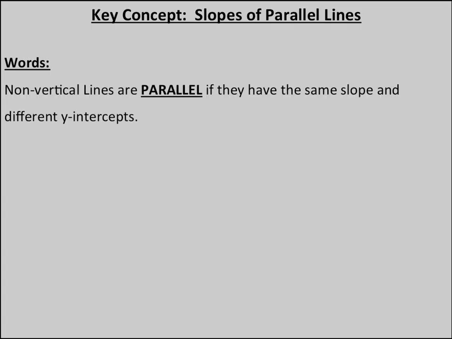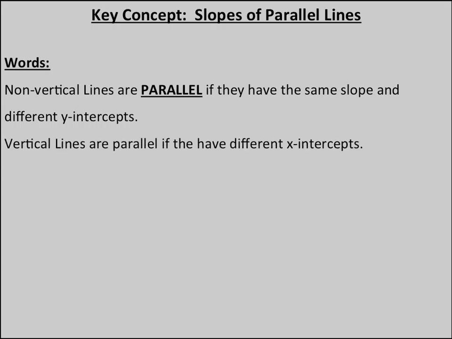When I talk about slopes of parallel lines, in words, non-vertical lines are parallel if they have the same slope and different y-intercepts. Vertical lines are parallel if they have different x-intercepts. Since we know that vertical lines all have the same slope, namely undefined, as long as they're in a different spot on the graph, they're going to be parallel.